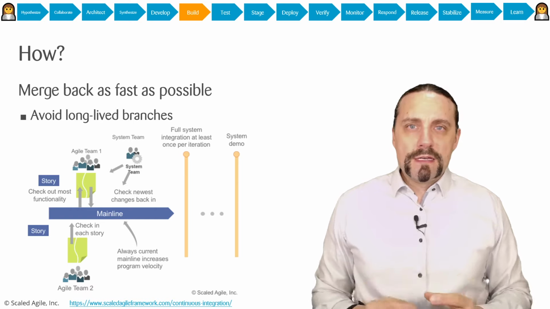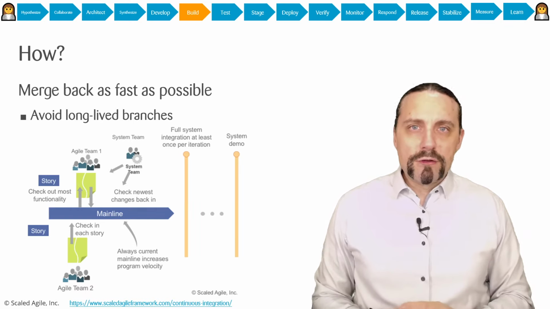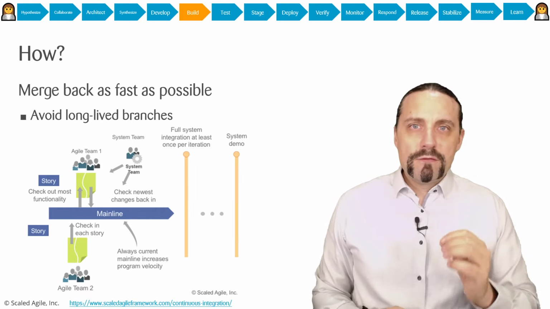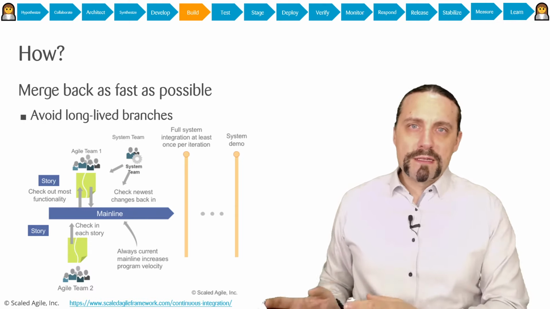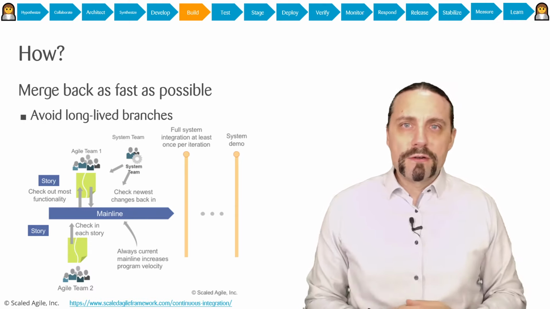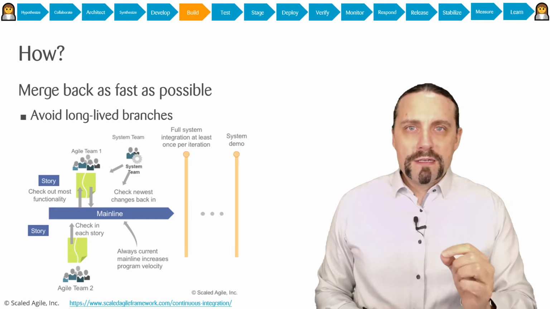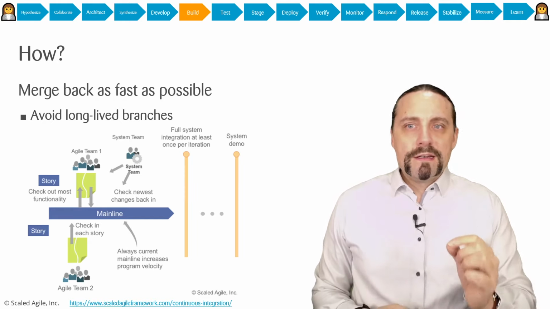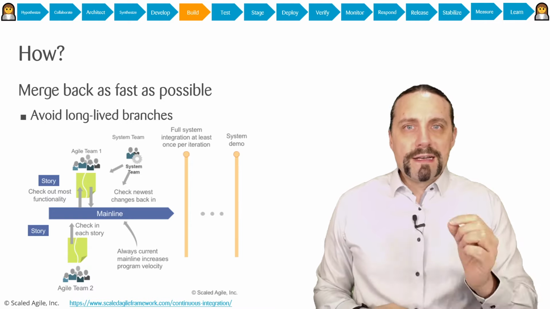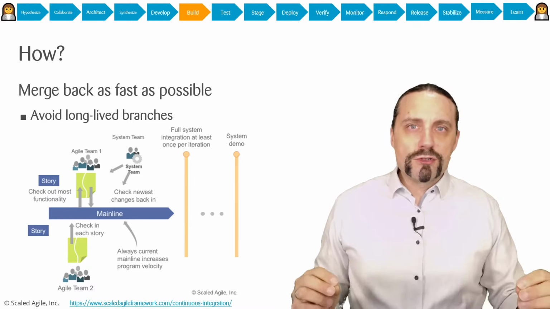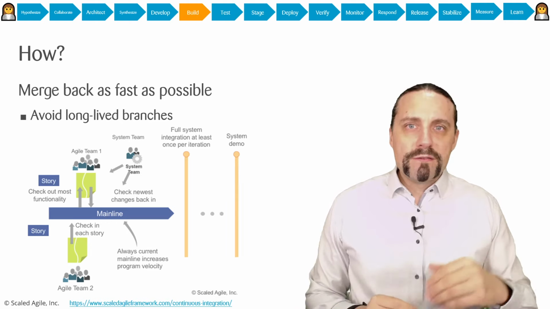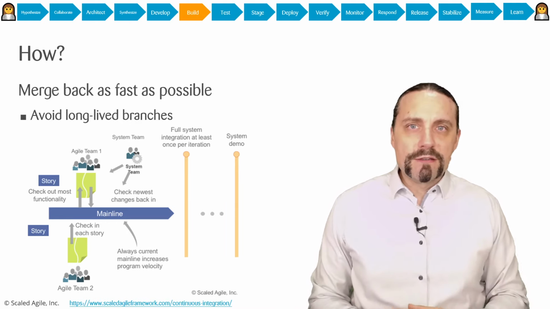It is the responsibility of the development team to decide what kind of branching strategy they will follow, be that trunk-based development or Git flow. The only important thing is that we can merge back as fast as possible so that we have one version of the software which we can continuously integrate.